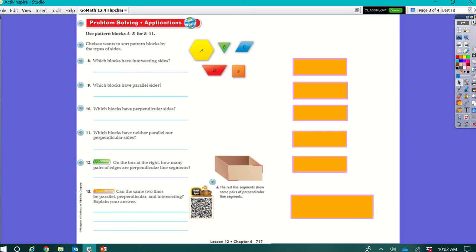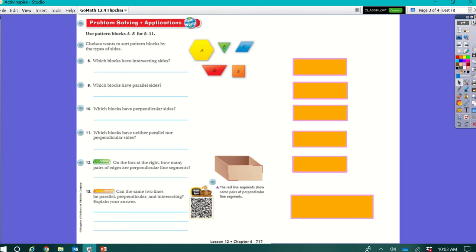Right, hi third graders. If you're joining me, that's because you are awesome and you want to do a little bonus page with me. This is in our Go Math book on page 717, and it's going to be good practice for describing lines of polygons. So open up your book to page 717, grab a pencil. If you're not ready, go ahead and hit pause and then hit play when you're ready.